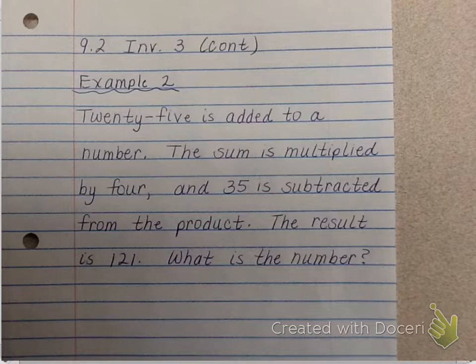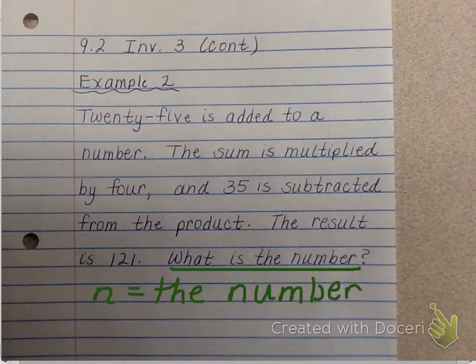25 is added to a number. The sum is multiplied by 4, and 35 is subtracted from the product. The result is 121. What is the number? My question is asking me to find the number. So my variable will be n, the number I'm looking for. Jot that down in your notes.